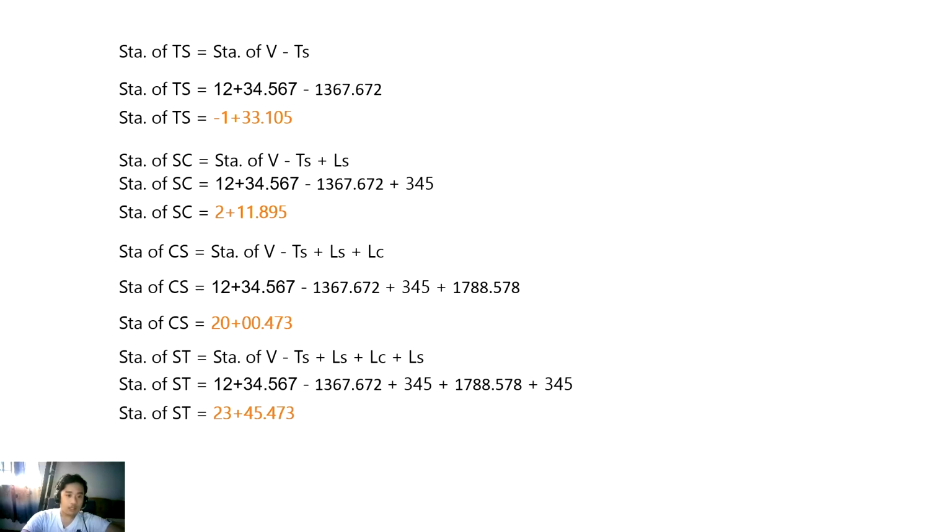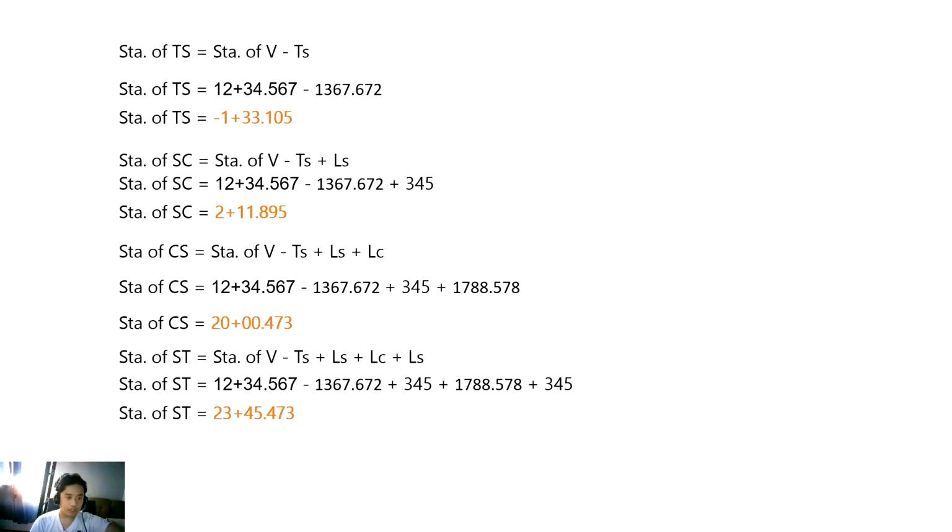Ang gagamitin natin formula ay station of vertex minus TS plus LS. So, substitute. So, 12 plus 34.567 minus 1,367.672 plus 345. And we'll get 2 plus 11.895.